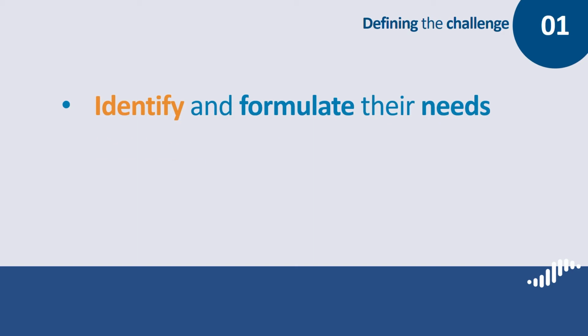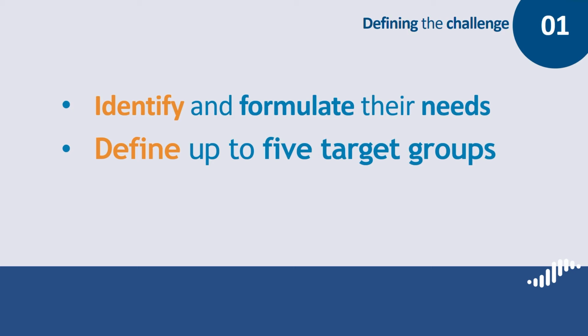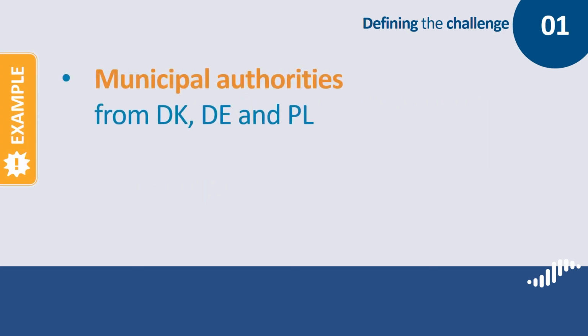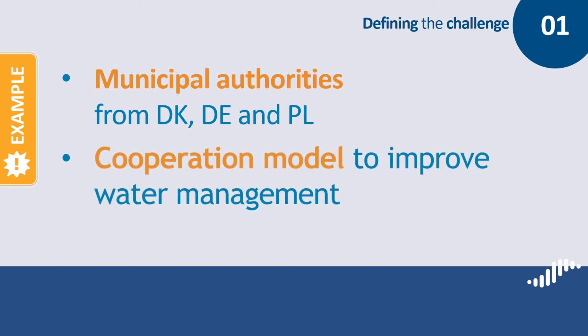You can define up to 5 target groups that you would like to involve in your potential project. Be specific and think of which countries, regions, and sectors your target groups should represent. For example, municipal authorities from Denmark, Germany, and Poland in charge of water supply and wastewater treatment. Formulate their needs and interests in taking part in the project and in using its outputs after the end of the project. For example, these municipal authorities would apply a cooperation model for the improvement of water management already successfully implemented in one of the other countries in the partnership.